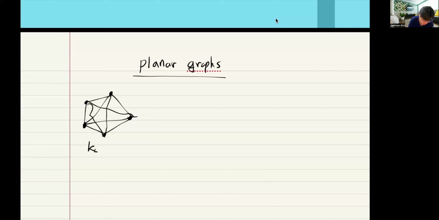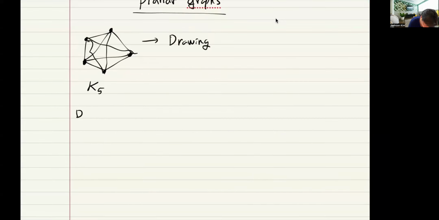For example, this is K5, the complete graph on 5 vertices. So this is the drawing. But intuitively, if we see it, we know that this is a drawing. But what is actually a drawing in the mathematical sense? Can we define what drawing means in a mathematical way? The drawing of a multigraph, we can also draw a multigraph by adding multiple edges or loops.